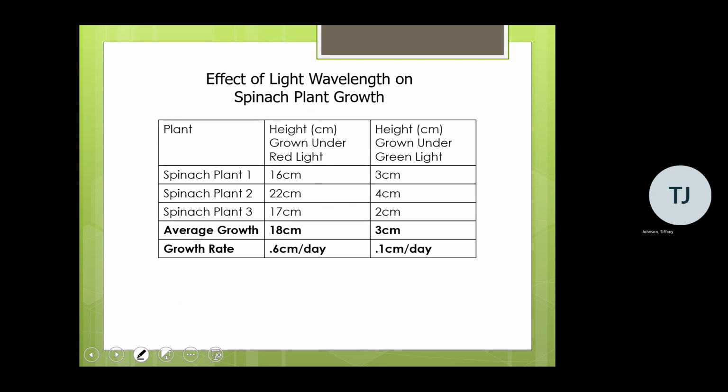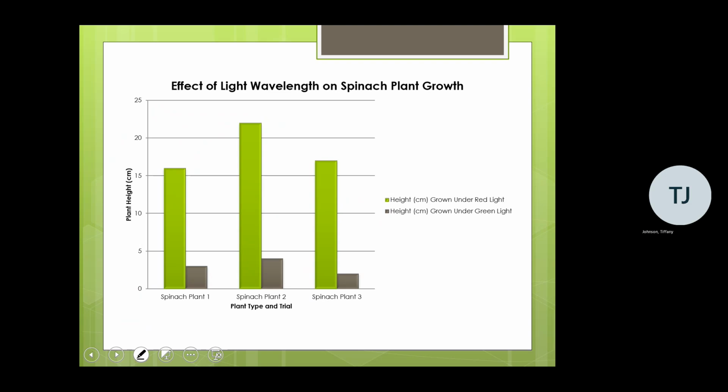Okay, so here's our quantitative data. Under red light, spinach plants 1, 2, and 3 have a growth rate of about 0.6 centimeters per day. And under green light, spinach 1, 2, and 3, we have about 0.1. So like I said, the red light is going to win because plants spit out green light. Then we would take that data from a chart and put it into a graph. Okay, and this is going to be a double bar graph.